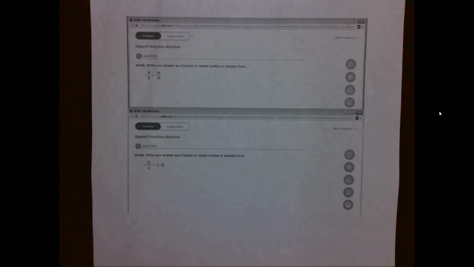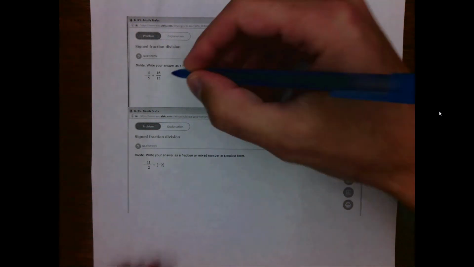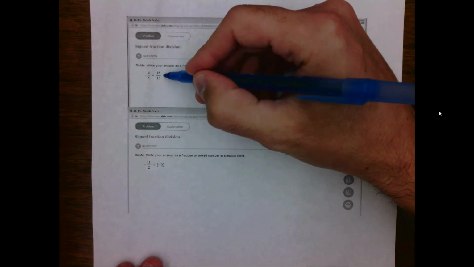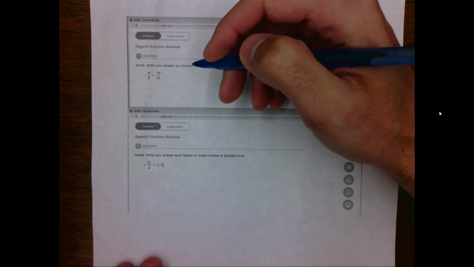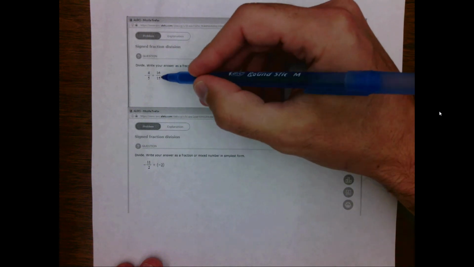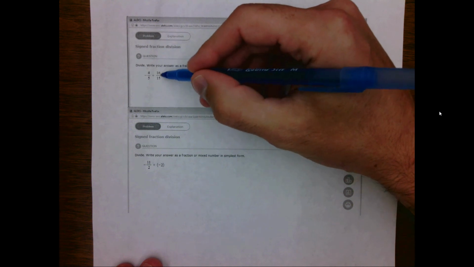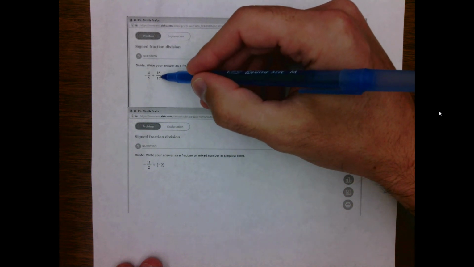In this question, you're asked to divide fractions. Dividing fractions is very similar to multiplying fractions with one key difference. In this case, we have negative 4/5 divided by 16/15. In order to do this division, we need to multiply by the reciprocal. So if you're dividing by a fraction, that's the same as multiplying by the reciprocal.